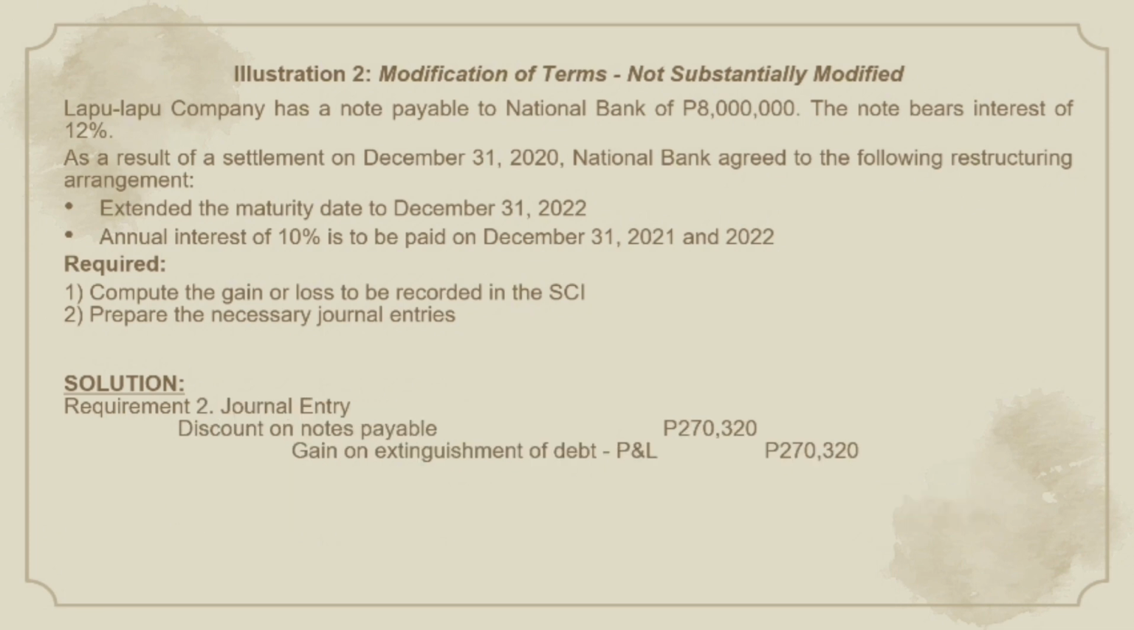we have the gain on extinguishment of debt of 270,320. So the necessary journal entries to record, we have debit discount on notes payable 270,320 and credit gain on extinguishment of debt in profit and loss of 270,320.